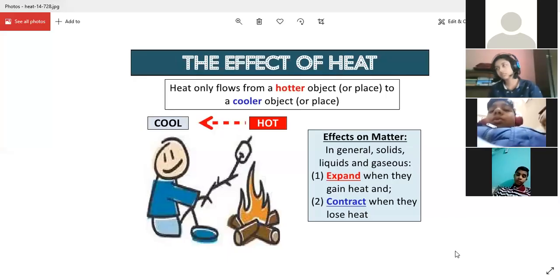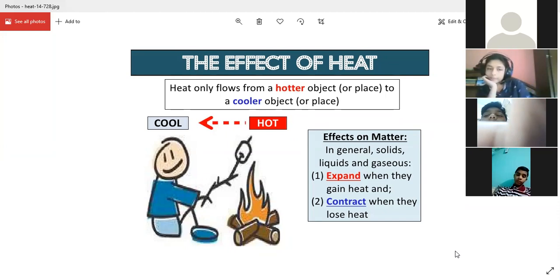Now over here, the effect of heat. Heat only flows from a hotter object or place to a cooler object or place. ठीक है ना? यानी कि heat किस तरह से flow करती है from the hotter to the cooler one, right? For example, whenever you feel very cold, whenever there is absence or lack of heat, what do you do? You can just light up a fire, and from it you will gain the heat as per the picture shown over here.